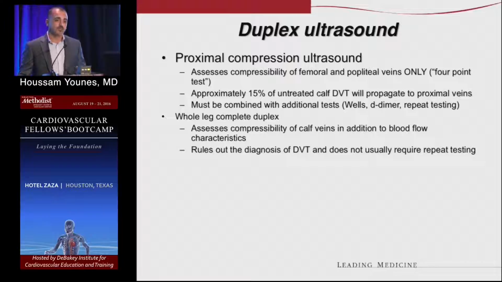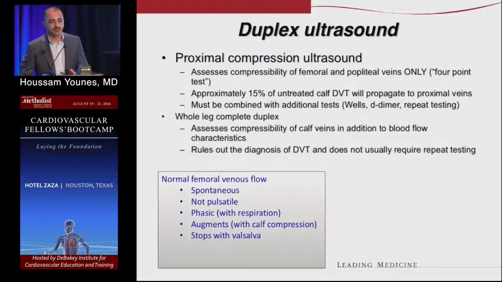So when you do proximal compression ultrasound, you can rule out large or proximal DVT. However, you still have to perform additional tests like D-dimer and repeat the test within 7 days. Or you do a whole leg complex duplex. If it's negative, there's no DVT.